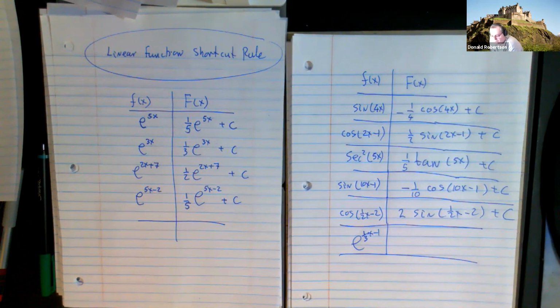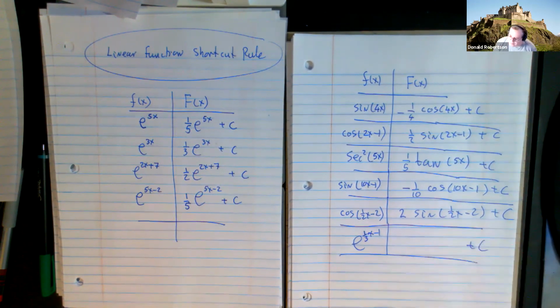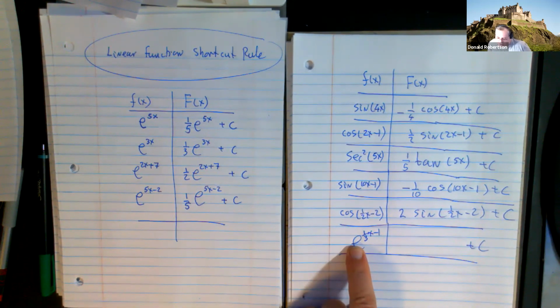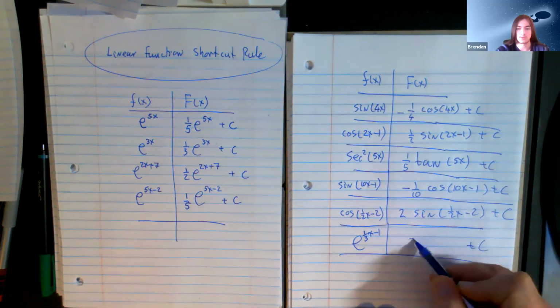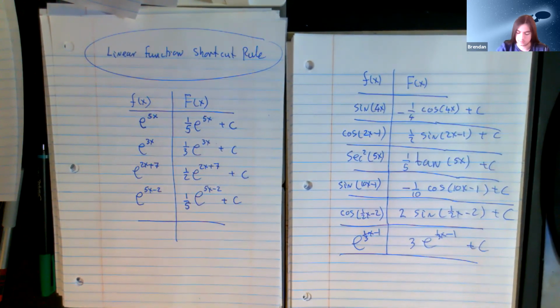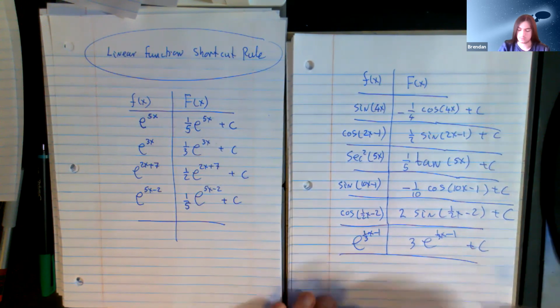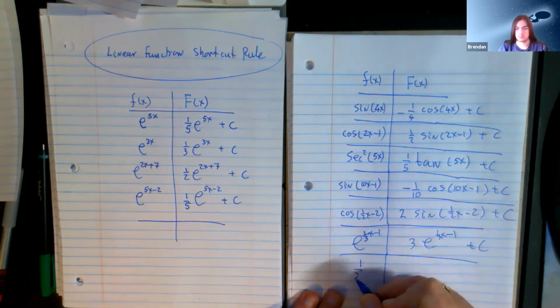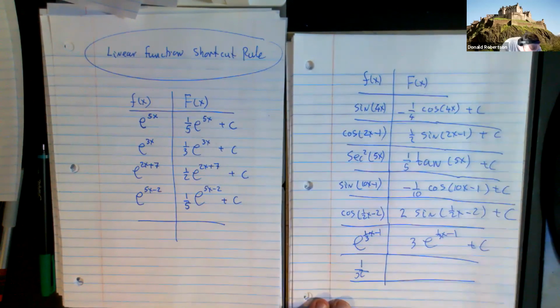What's the antiderivative of e to the 1/3 x minus 1? Antiderivative of this guy. 3e to the 1/3 x minus 1. Right. This one's just to remind you. What's the antiderivative of 1/x? Natural log of x. Agreed? Natural log of x.